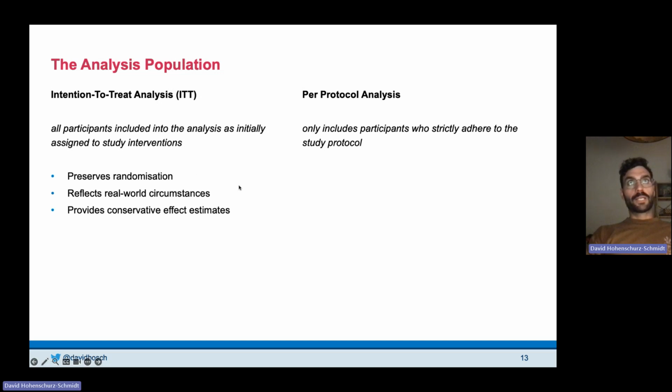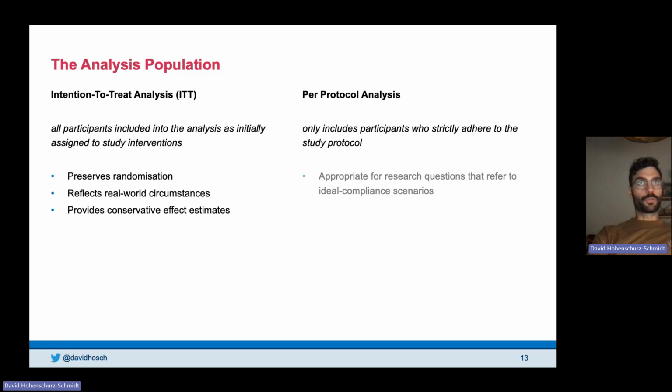Per protocol analyses, on the other hand, exclude people who don't adhere strictly to the study protocol. That might be appropriate under certain circumstances, in particular when your question is not, would this work in normal clinical practice, but when your question is, does this work under ideal circumstances? So, assuming that everyone really does what we tell them to do, do people get better? Or assuming that people really take the medication that we want to test here, would that be useful?